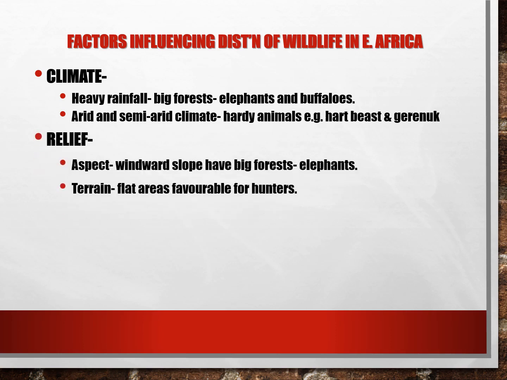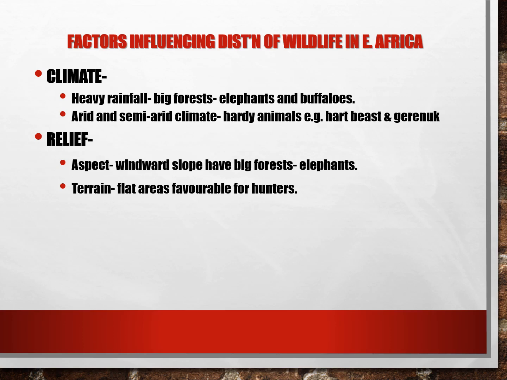Number 2 is about relief. Relief is the general appearance of the land. Is it hilly? Is it mountainous? Does it have valleys? Is it rugged or undulating? That's what we refer to as relief. So in relief, we talk about aspect. Aspect is the orientation of a slope in relation to sunlight.